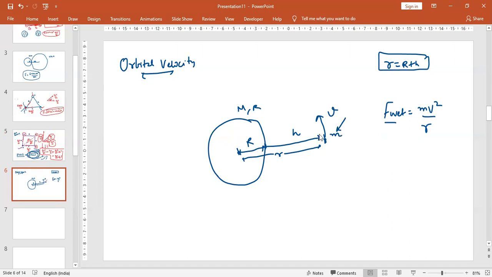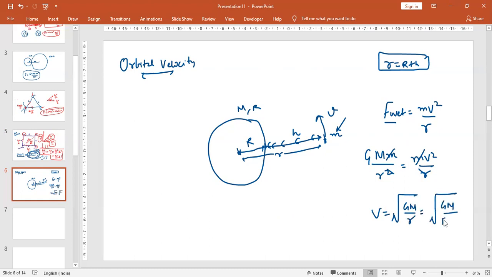This mass is being attracted towards the center due to the bigger mass. And what will be the force of attraction? GMm upon r square will be equal to mv square by r. So m and m will cancel out, r and r will cancel out. So velocity will be given by root of GM by r, or we can write it as root of GM upon r plus h. So this will be your velocity.